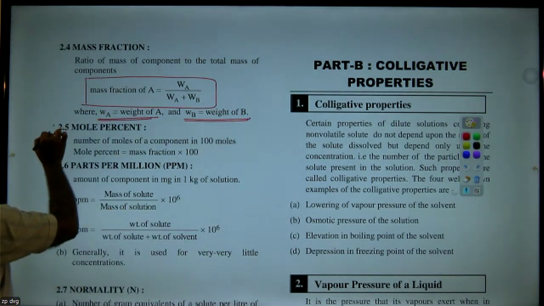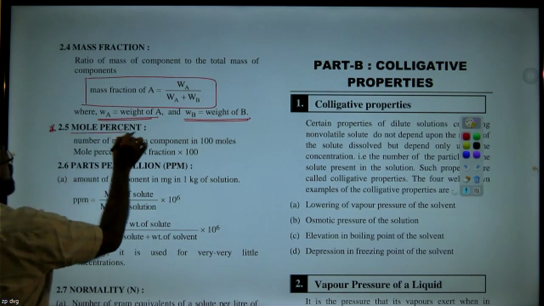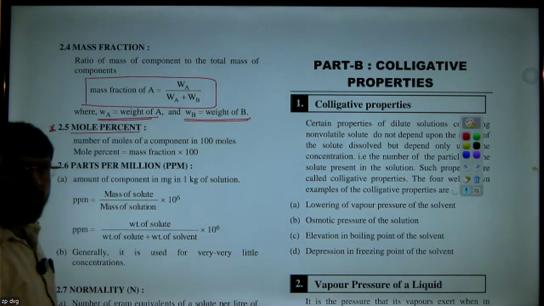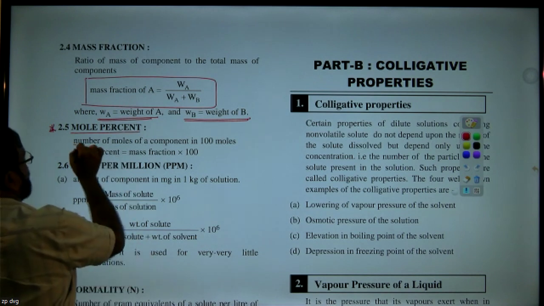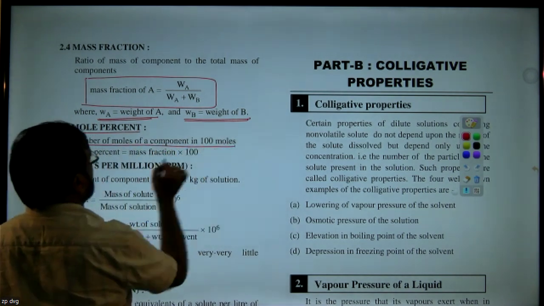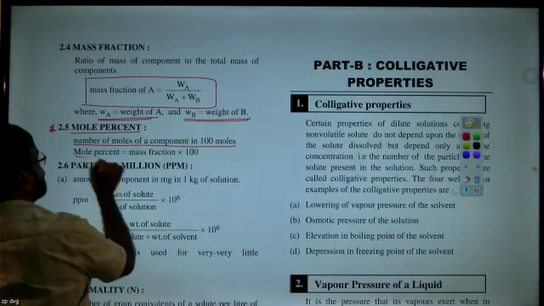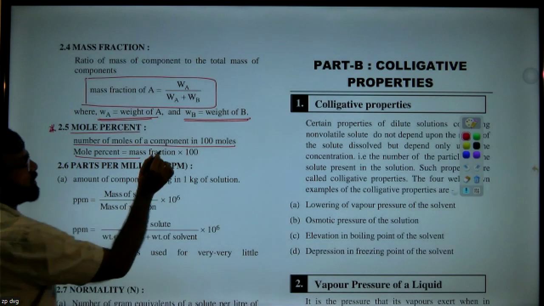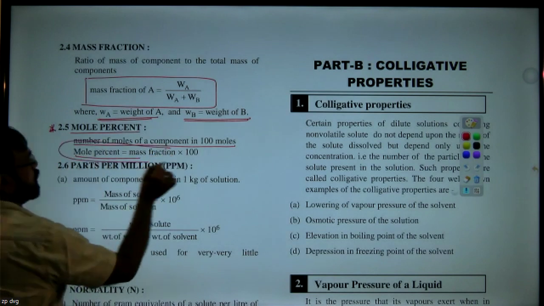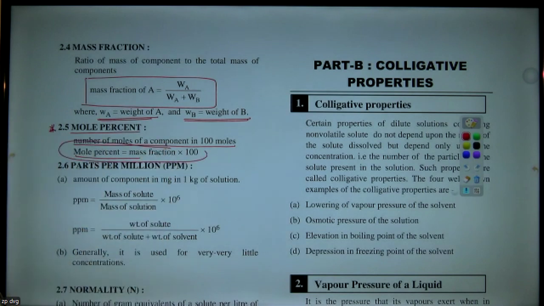Here it is the important formula, mole percent. To get the mole percent, what formula can we use? To get the mole percent, the number of moles of a component in 100 moles. So that is equal to mole percentage. Mole percentage is equal to mole fraction into 100. So it is one more important relationship.